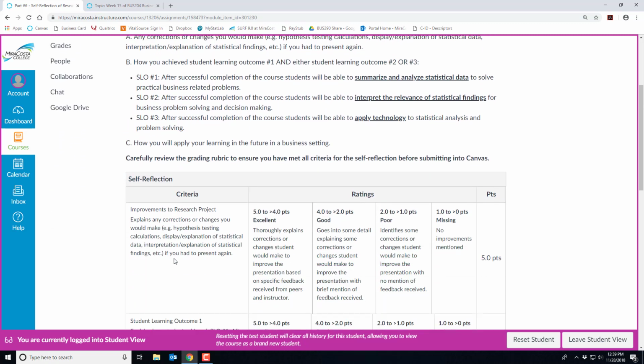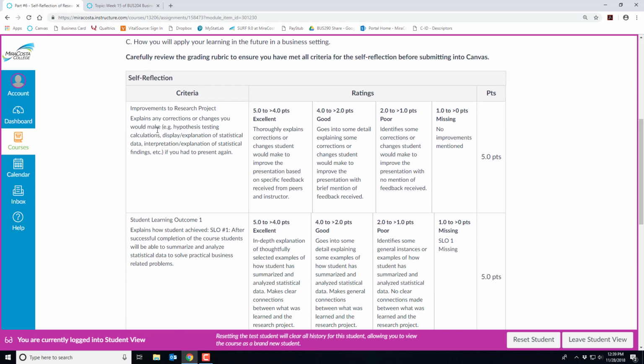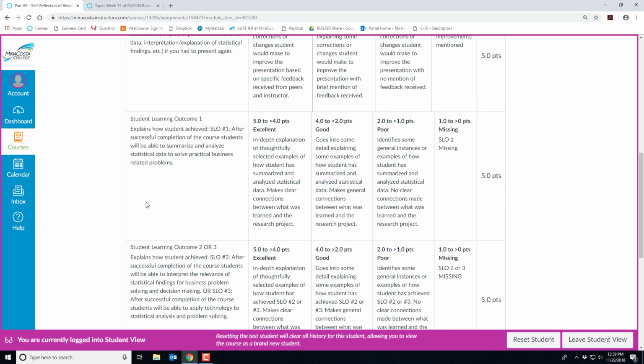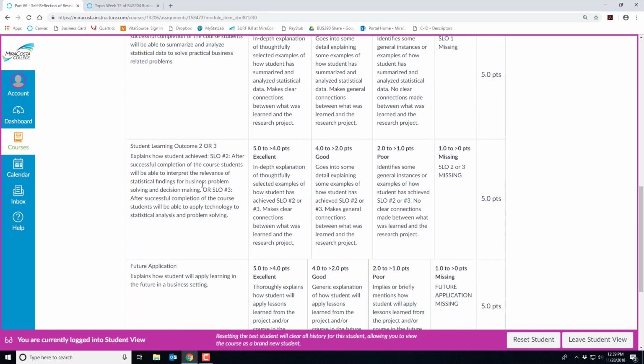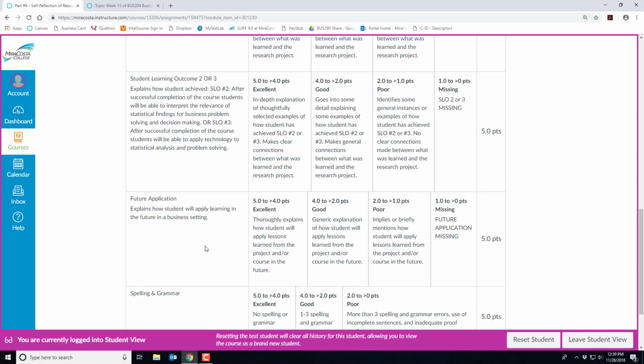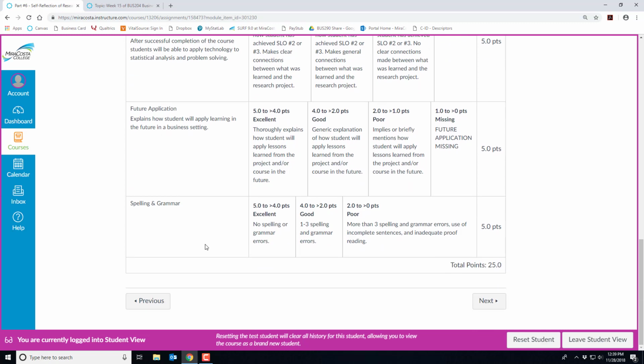If you scroll down, you'll see the rubric for the paper. So each component above has a grading to it. The changes you would make to your project is worth 5 points. Your achievement of student learning outcome 1 is worth 5 points. Your achievement of student learning outcome 2 or 3, whichever one you chose, is worth 5 points. Your explanation of how you'll apply it in the future is worth 5 points. And then, of course, spelling and grammar and professional writing is worth 5 points. So your reflection is worth a total of 25 points on what you learned and how you'll use it in the future.